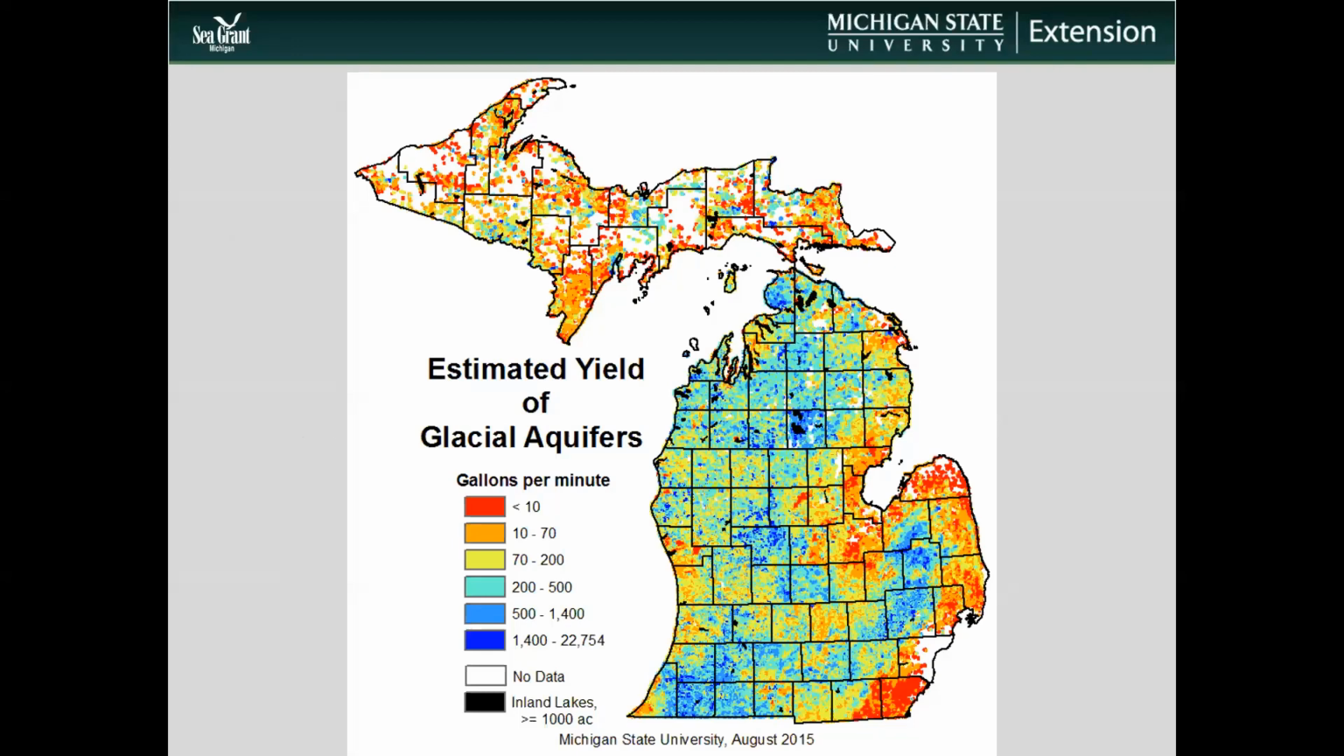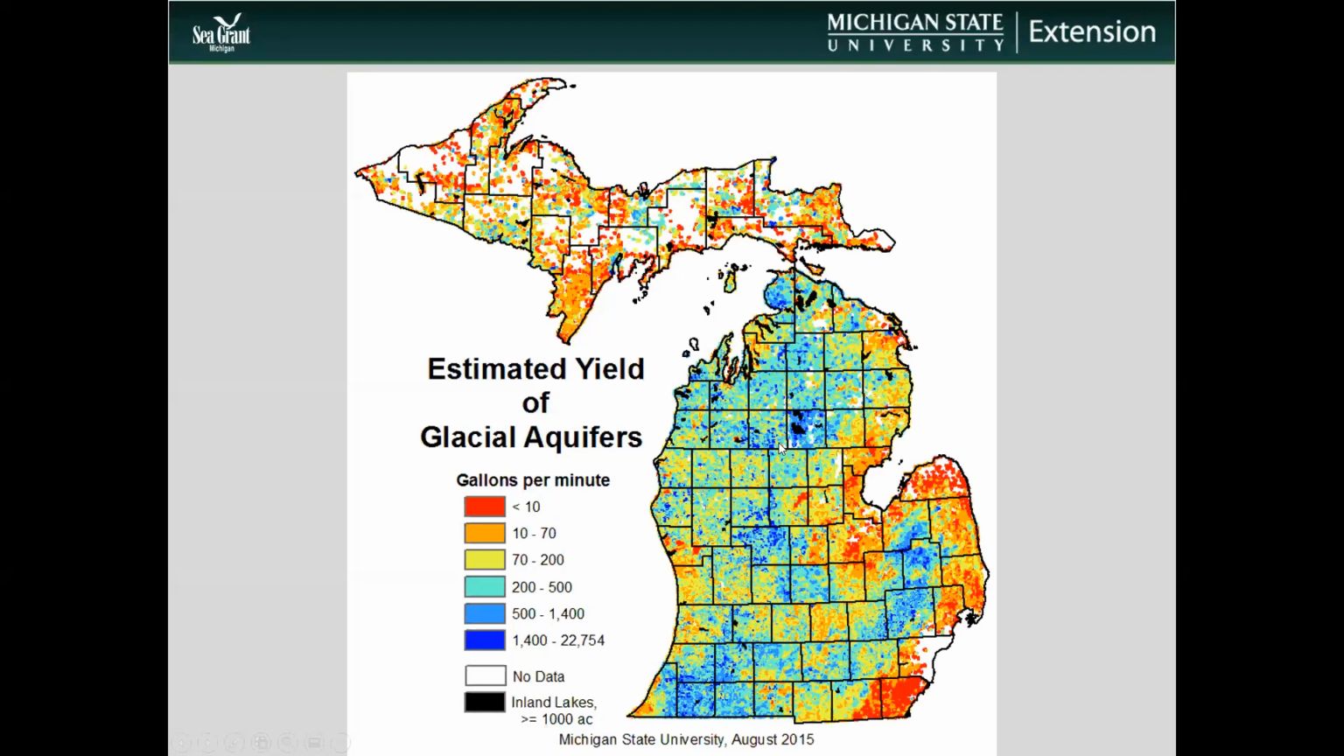In general, in the areas of Michigan where we have really fine textured glacial sediments, the low hydraulic conductivity soils, the water can't transmit very well. We don't have as much production in those areas. So the bluer and kind of tealy colored areas are more highly productive glacial aquifers.